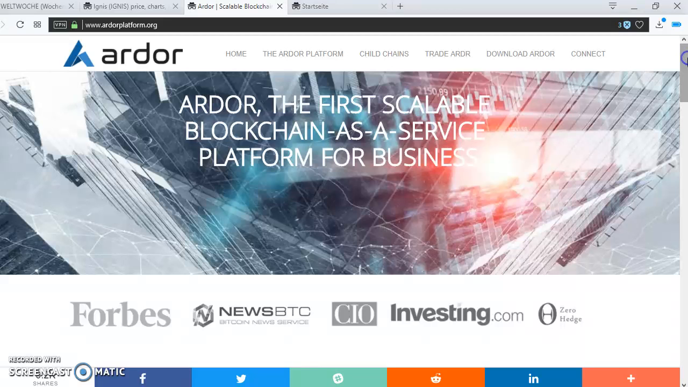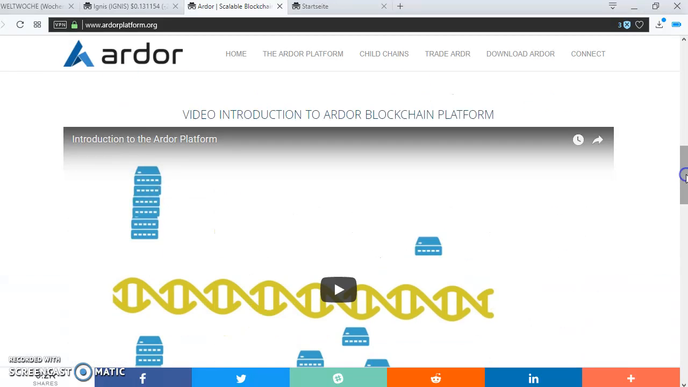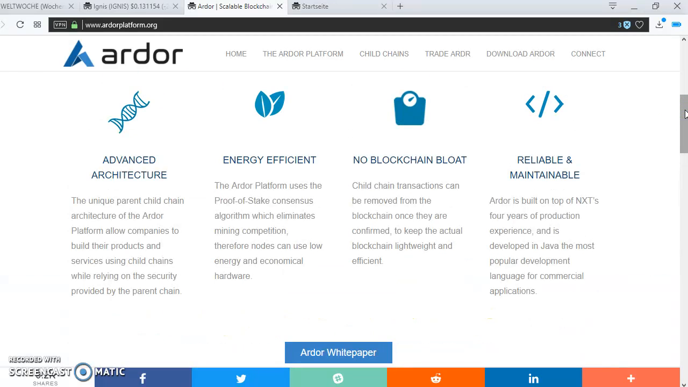So what can ARDOR be used for? ARDOR can be used to do anything from asset exchange to voting, marketplace, and all that. ARDOR can be used for all these purposes. And it uses a proof of stake algorithm.